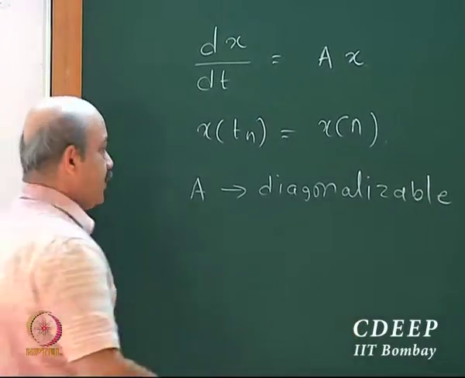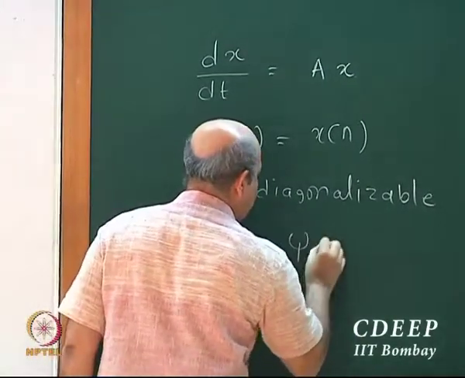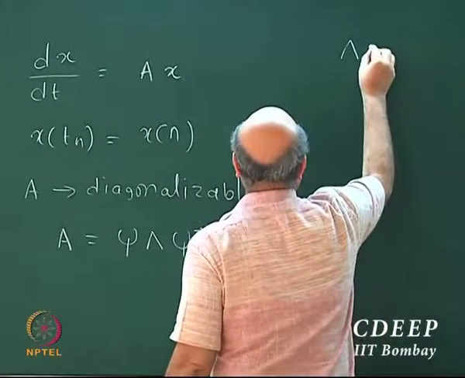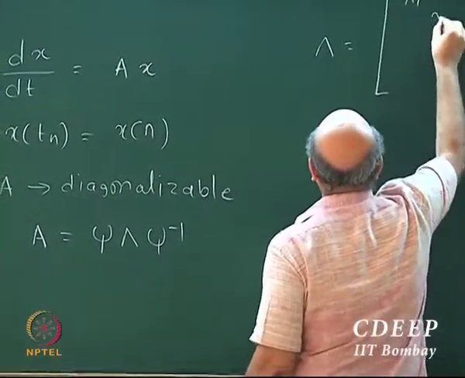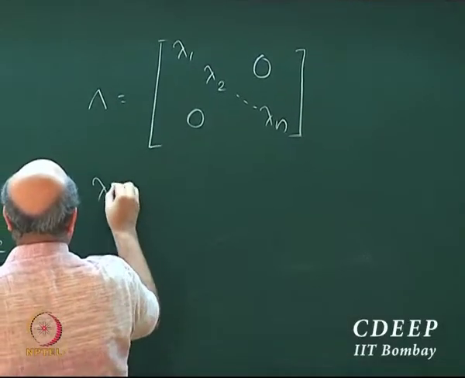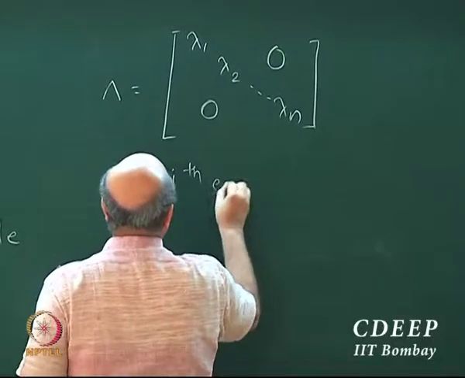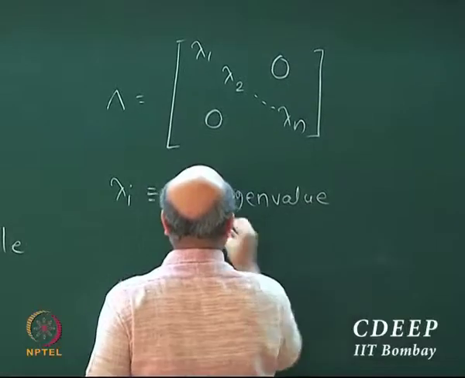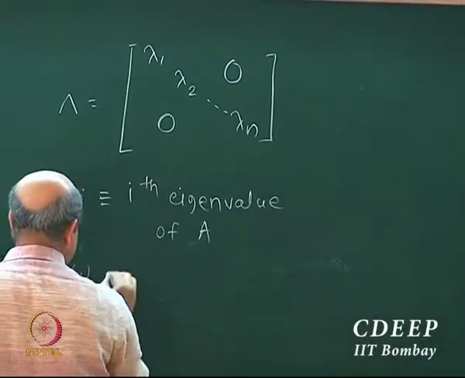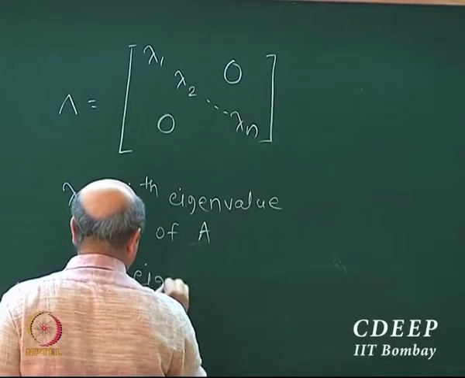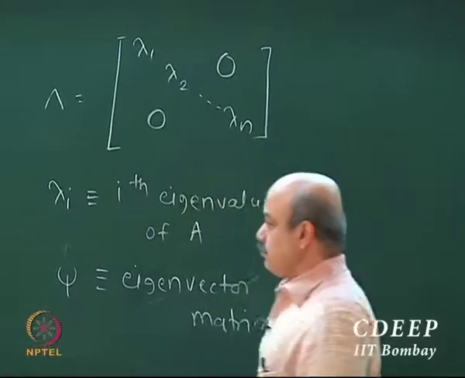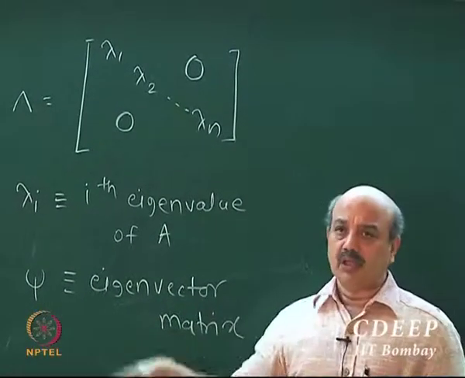A is a diagonalizable matrix, and A can be written as psi lambda psi inverse, and lambda is a matrix which has lambda 1, lambda 2, lambda n, where lambda i corresponds to ith eigenvalue of A, and psi corresponds to the eigenvector matrix. So that is, columns are eigenvectors of A.